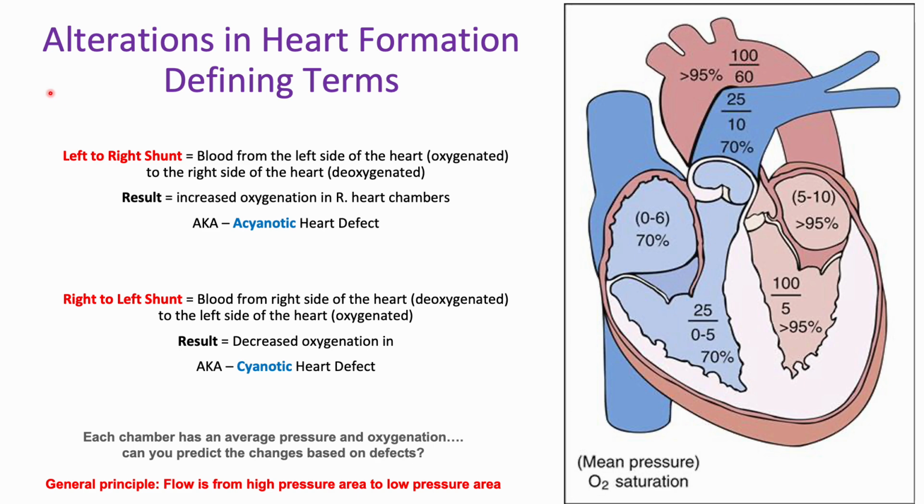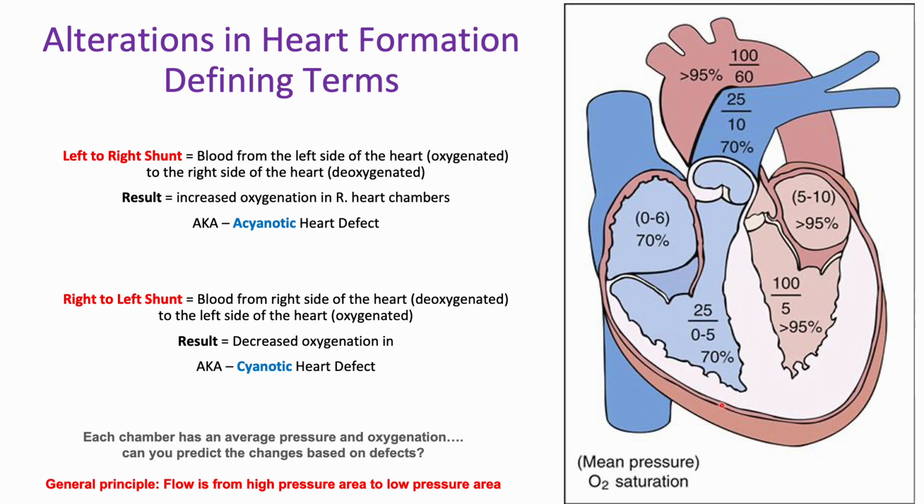So the first thing that we're going to talk about is alterations in heart formation, and we need to define a couple of terms that we're going to use throughout the next couple of clinical cases to make sure we're on the same page. The first is a left to right shunt. A left to right shunt means that blood is flowing from the left side of the heart, which should be oxygenated, to the right side of the heart, which is deoxygenated blood flow.